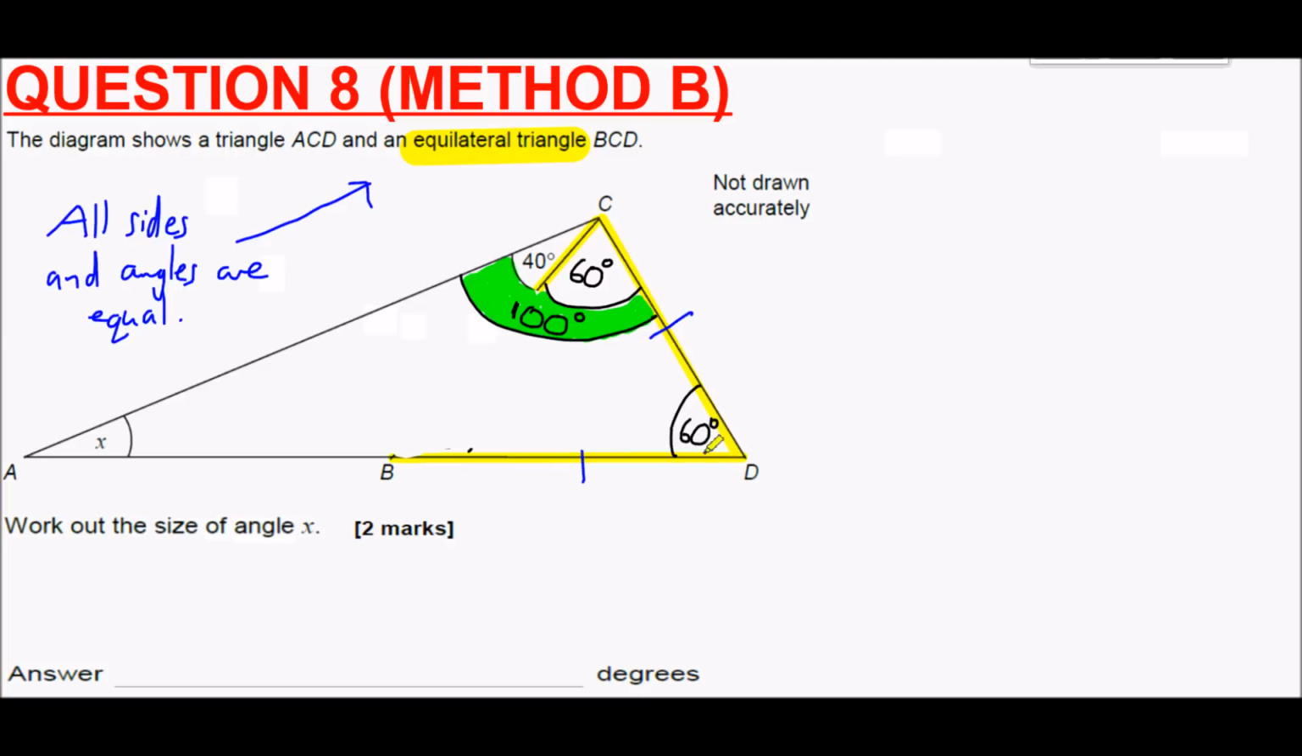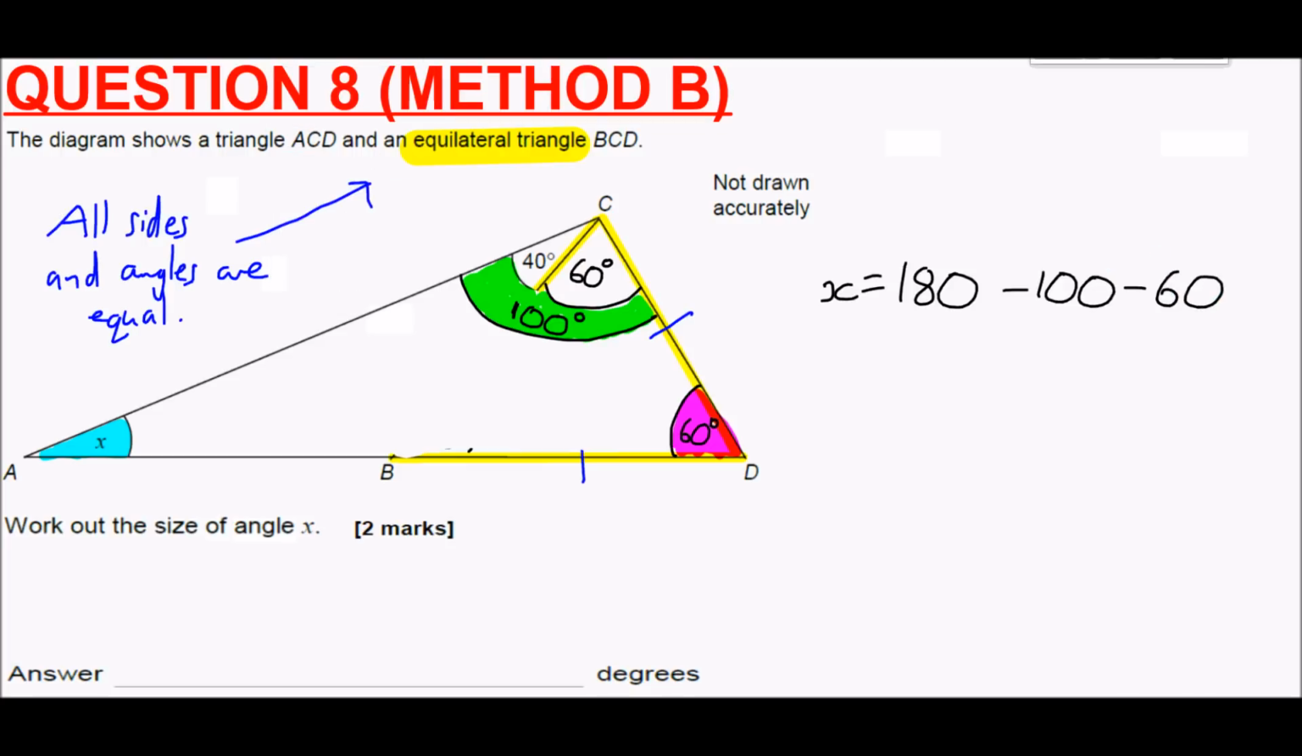We've also got this angle in the corner at D, which we worked out earlier was 60. So just using the big triangle now, we can work out what x is, because we know the other two angles in this triangle, 100 and 60. So x will be whatever's left. Angles in a triangle add up to 180. So x is going to be 180, take away 100, take away 60.